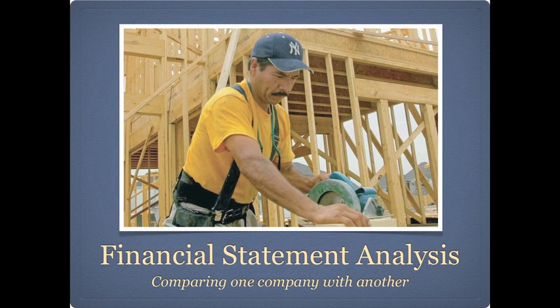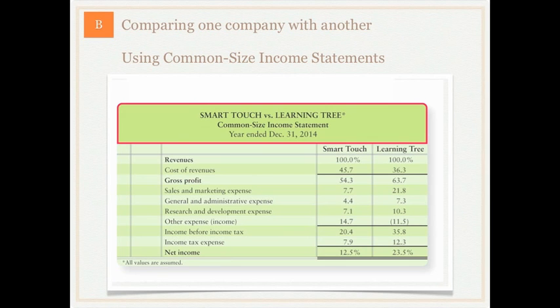Series where we'll be discussing the comparing of one company with another company. To do this, what we want to create is what's called a common size financial statement. In this case, we're looking at a common size income statement. Here we're looking at Smart Touch and Learning Tree.